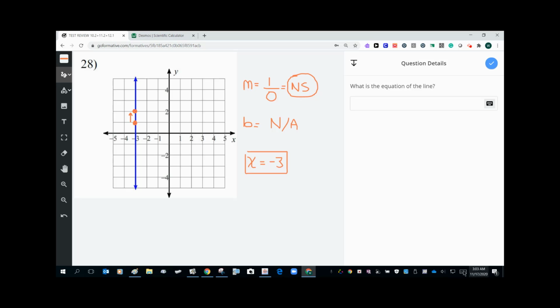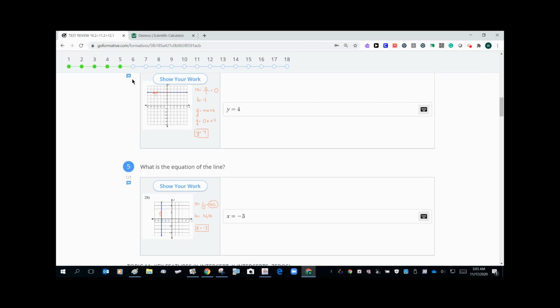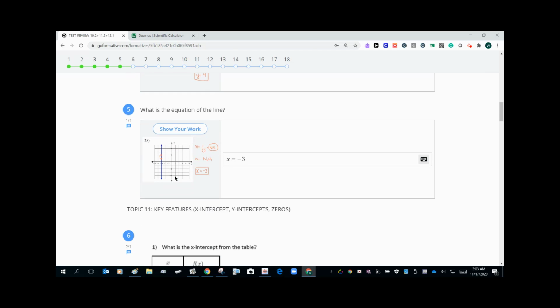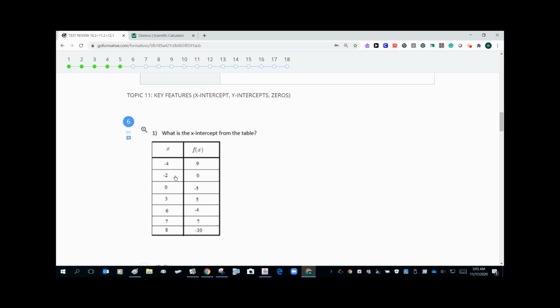So please be very careful here. Whenever you have no slope, that means you have an equation that starts with x. So this will be x equals -3. Click there, and we got a green light. Let's go on to problem number 6.